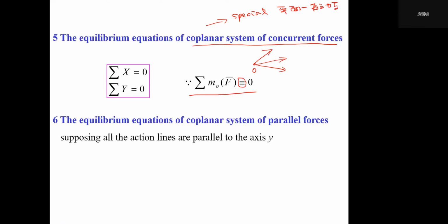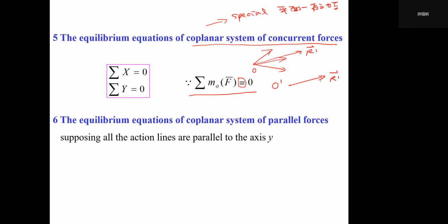And maybe someone will ask me a question. Sir, although all the forces intersect at this O, what if we consider the moment about another point like O prime? You see, for this concurrent force system the resultant force will be R prime, right? And its resultant force R prime is independent of the position you select. In other words, if you select O prime, I can always get the same magnitude and direction of R prime.